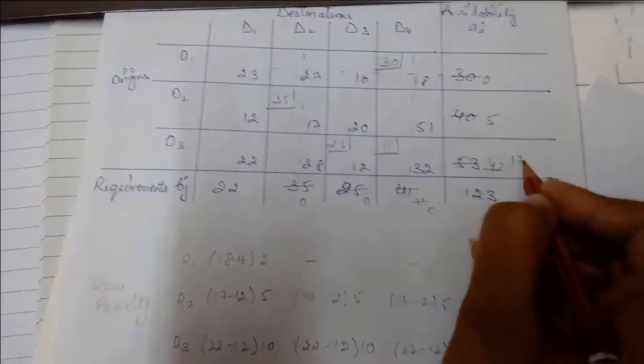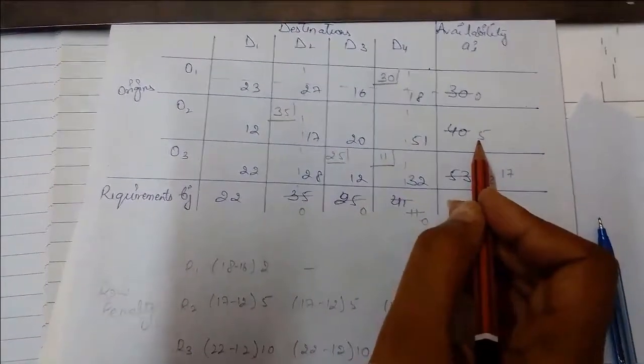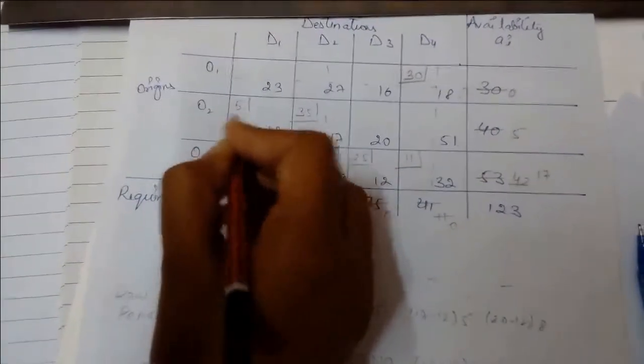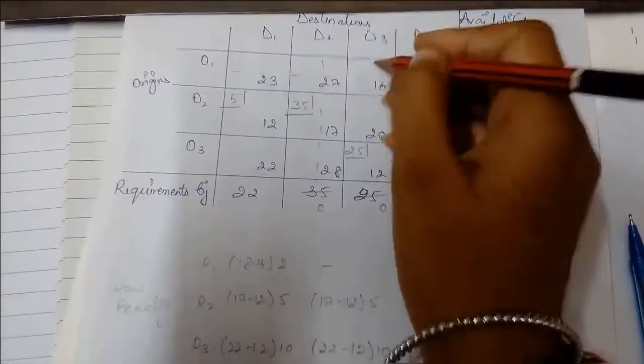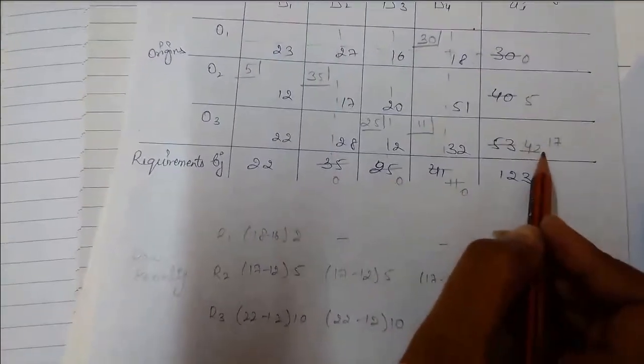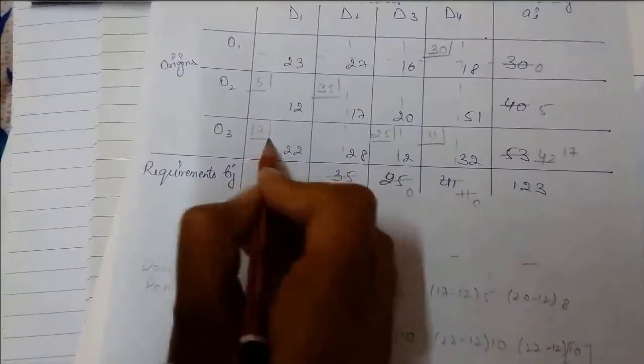Now we are left with 17 and only 3 cells, so we will allocate this 5 here. Because this has become 0, we have to eliminate this column, and 17 here. Now this will become 0, this will also become 0, and this will also become 0. We are done with allocation. Now we have to solve.